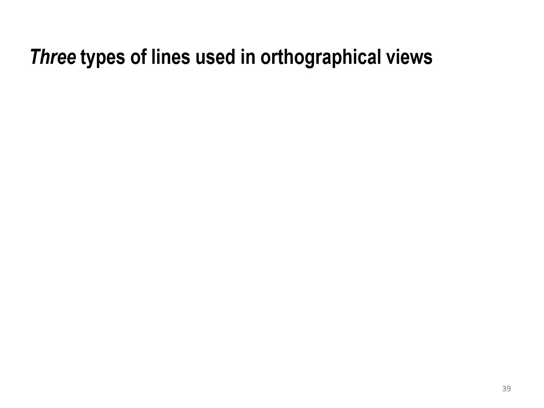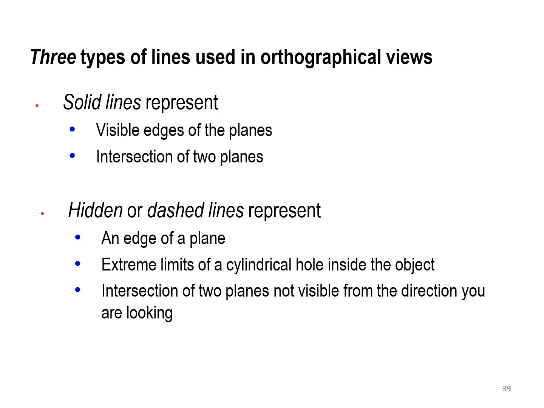The three types of lines used in orthographic views are: the solid line, which represents visible edges of a plane and the intersection of two planes. The hidden or dashed line represents the edge of a plane and the extreme limits of a cylindrical hole inside the object, and the intersection of two planes not visible from the direction you are looking at.